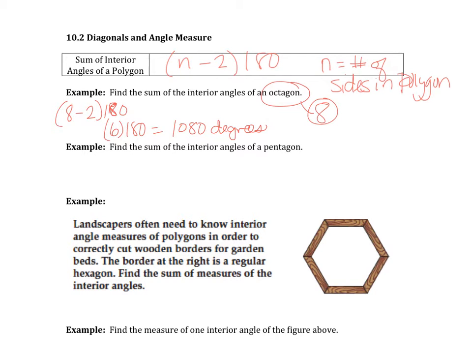All right, second example here, talking about a pentagon. A pentagon has 5 sides, so I'm going to go ahead and plug that in. So 5 minus 2 times 180, 3 times 180 gets me to 540 degrees for that pentagon's interior angles.